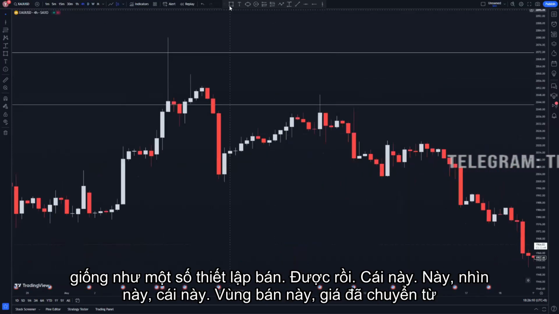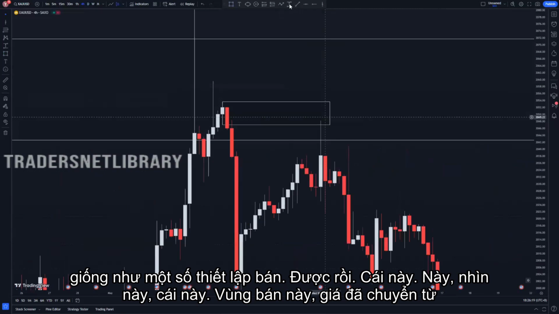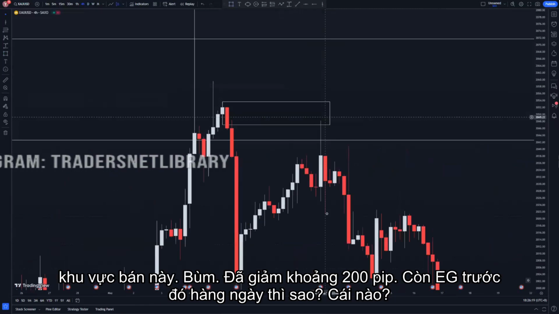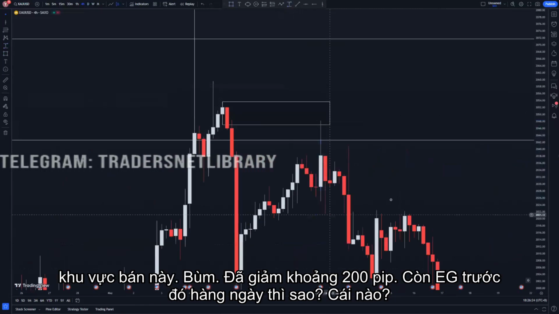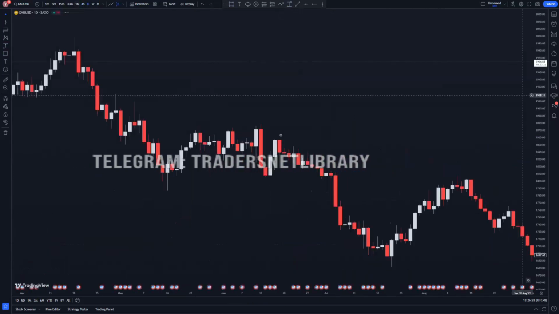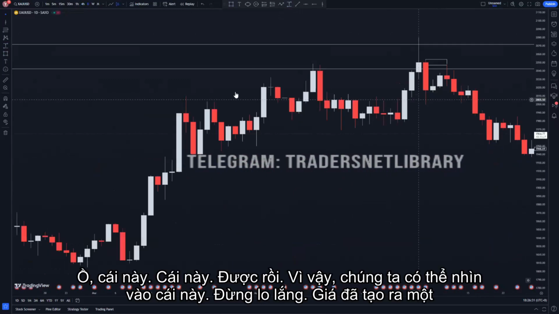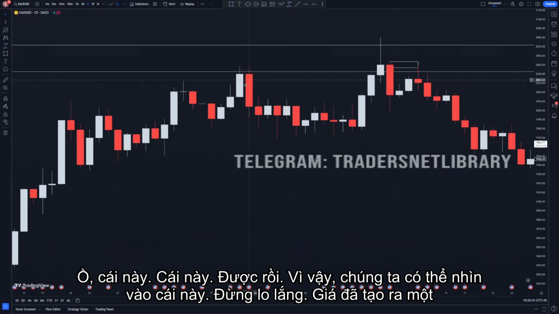We're going to have a few sell setups. Look at this one. This sell zone, the price moved from this sell zone, boom, went down for about 200 pips. What about the previous engulfing on daily? Which one? Oh, this one.